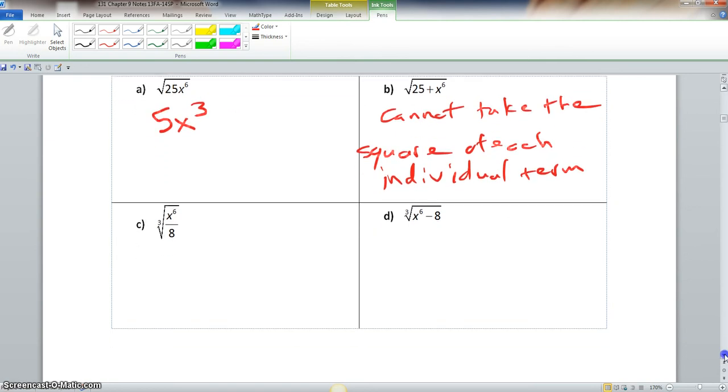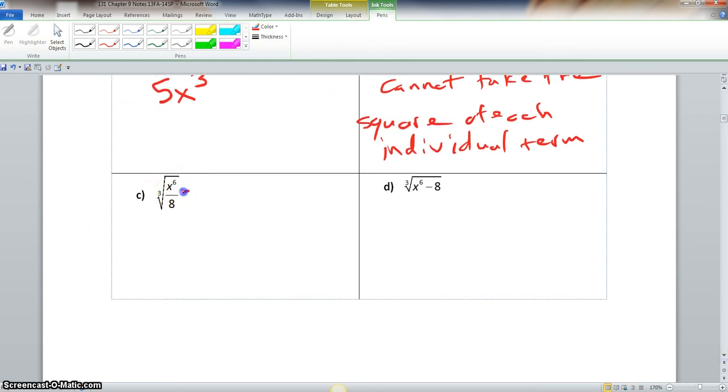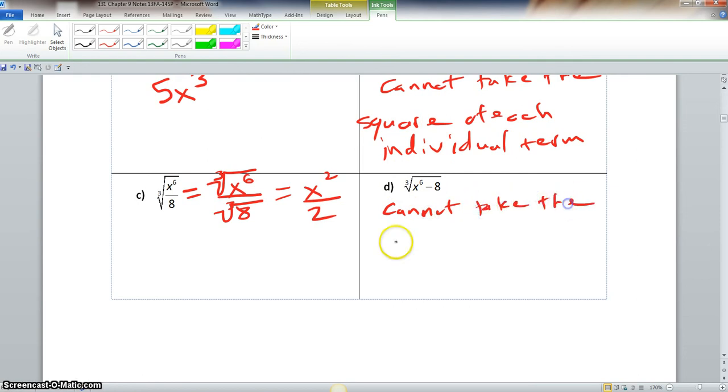Okay, now we come down here to C. We have the cube root of x to the 6 over 8, which is the same thing as the cube root of x to the 6, all over the cube root of 8. Cube root of x to the 6 is x squared. Cube root of 8 is 2. Now we come here, and this right here, D, has the same answer as B. So you'll put cannot take the square root or the cube root of each individual term.